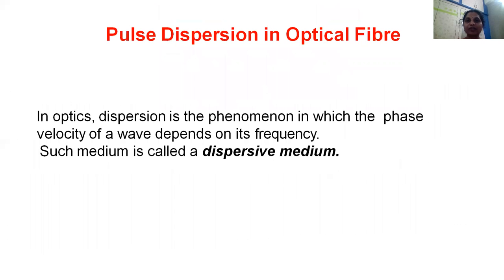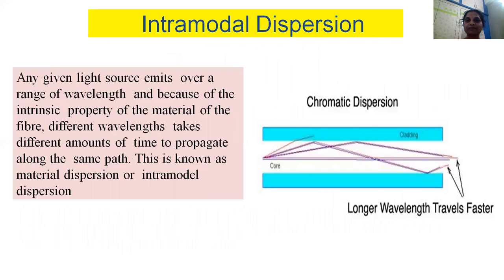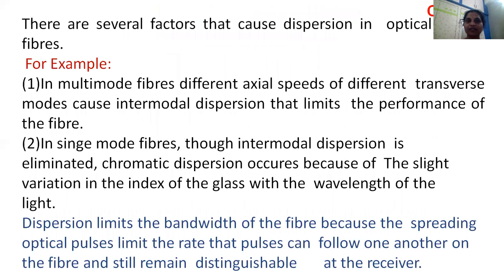So pulse dispersion in optical fibers is a phenomenon in which the phase velocity of the wave depends on its frequency, and such a medium is called a dispersive medium. In this dispersive medium, intermodal dispersion can be reduced by using graded index fibers. This part we have already discussed in the case of types of optical fibers.